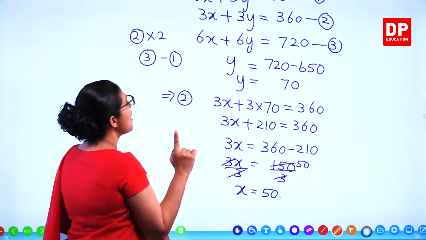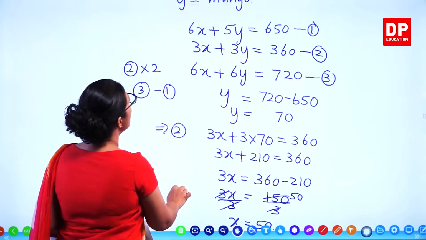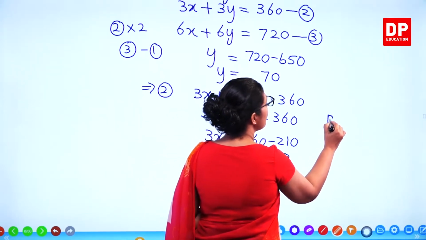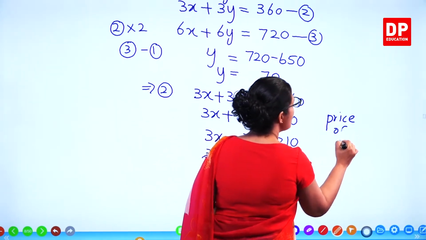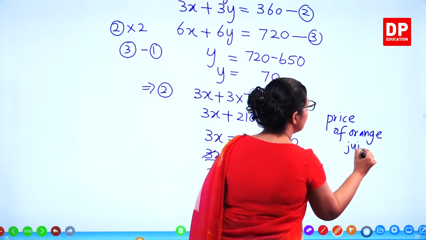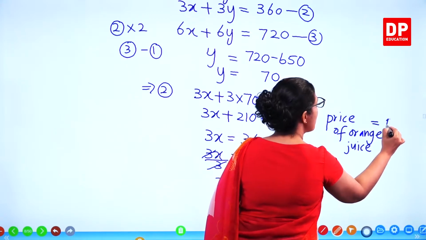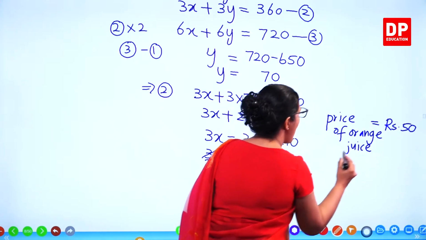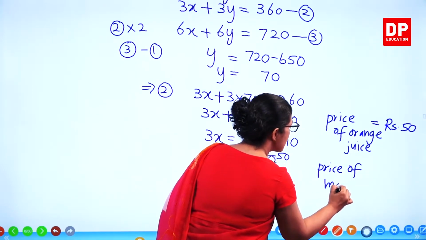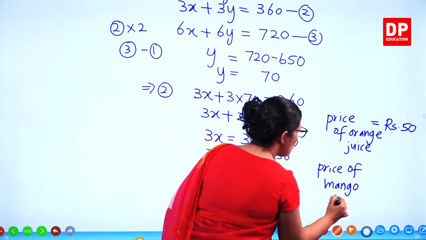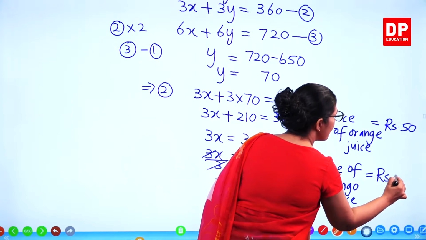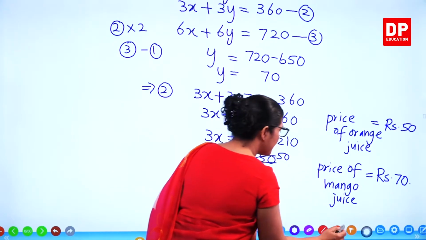So that means the price of orange juice is 50 rupees. Price of orange juice, that's x, that's 50 rupees. And the price of mango juice is 70 rupees.